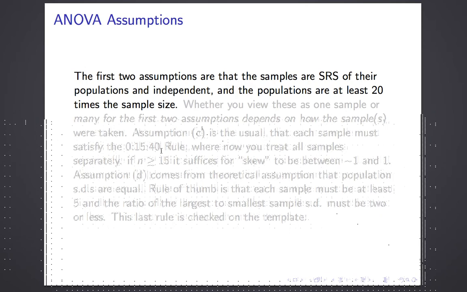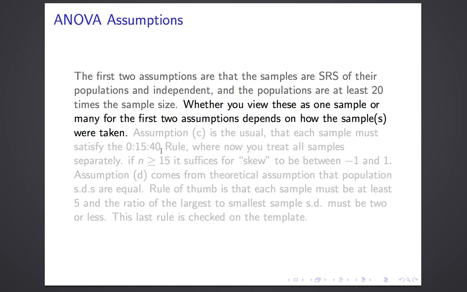And as always, in assumptions A and B, how many samples you view yourself as having is based on how the sample was done. If it was one big sample, there's one thing to check. Is it a simple random sample? Is the one population 20 times the sample size or more? If it was taken as 3 separate samples, or however many, then you have to check each of those separately for each of the different populations.